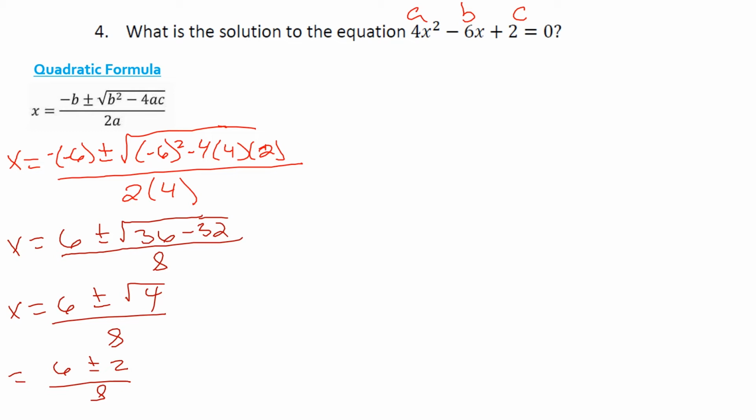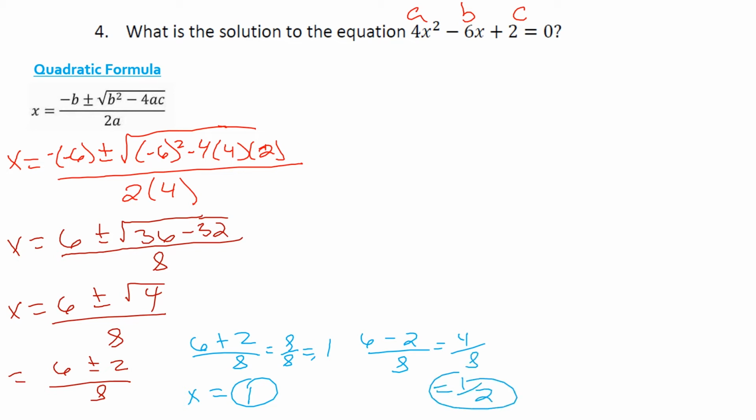So I could separate it. Actually, now I'm going to separate it. So I have 6 plus 2 over 8 and 6 minus 2 over 8. So 6 plus 2 is 8, and 8 over 8 is equal to 1. So x equals 1. And 6 minus 2 is 4. 4 over 8 just reduces to 1/2. So my solutions are x is equal to 1 and 1/2. I'm going to show you another way to solve this.